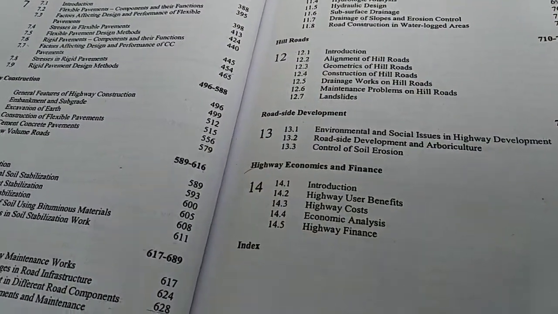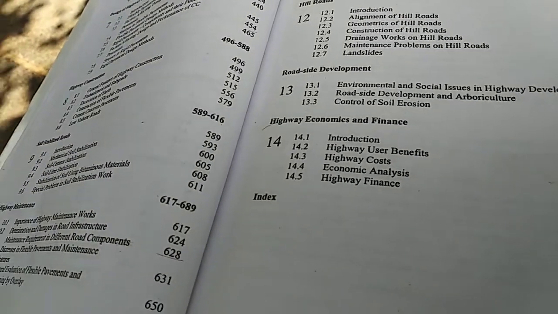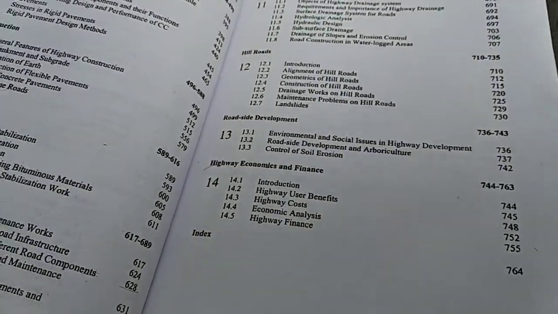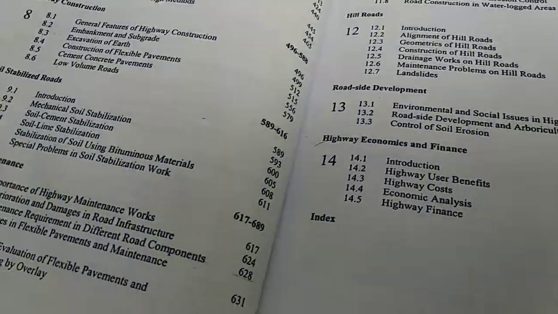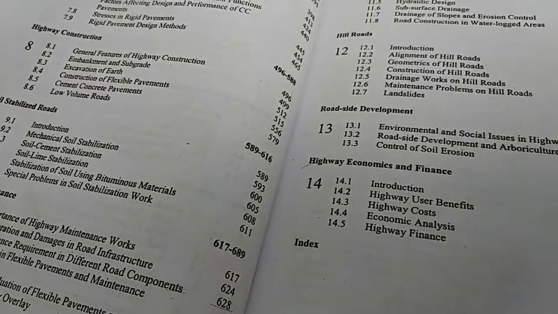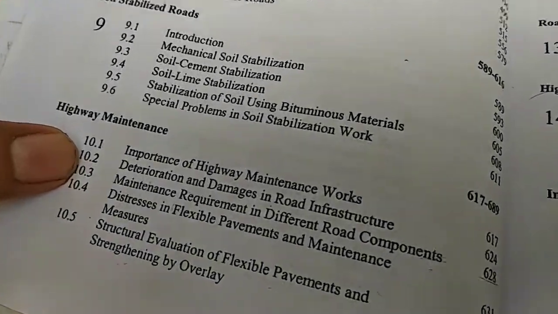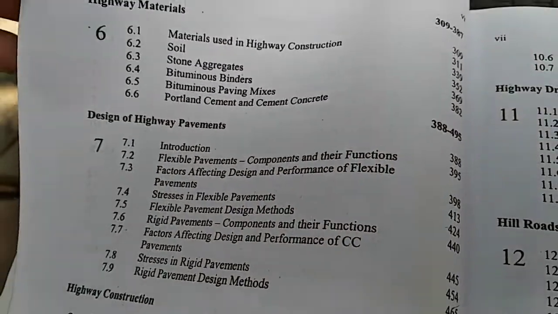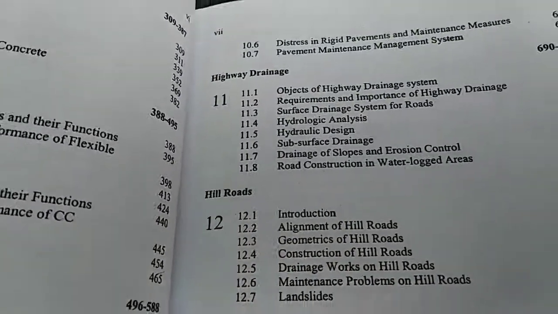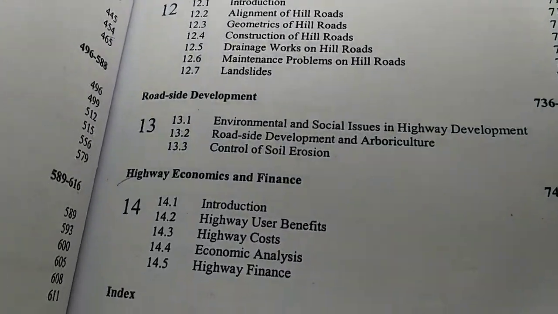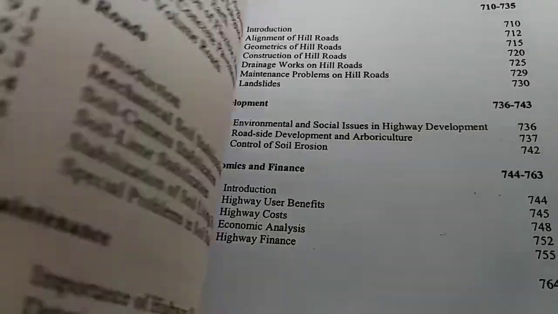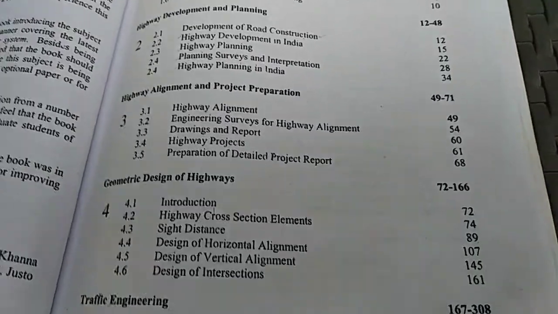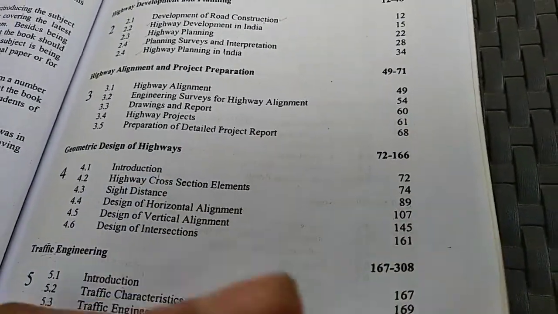This book, if you see, it covers right from the top to the bottom, each and everything related to highway engineering, the pavement. If you see your soil, these are soil stabilization, there is highway maintenance, okay. There's design of highway pavements, how to design, then there's highway materials, highway drainage, hill roads, roadside development, arboriculture, and everything. And if you see, they have covered traffic engineering, the geometric design, the geometric features of the highway, each and everything.